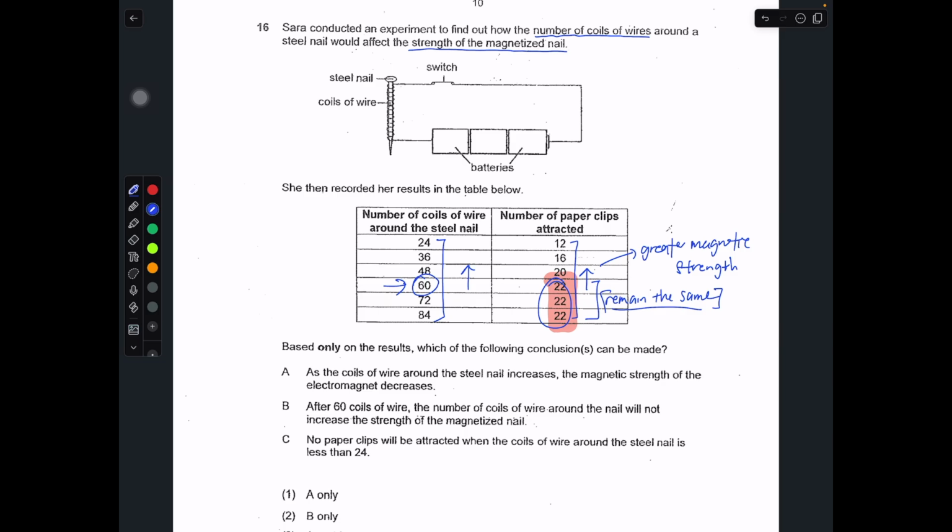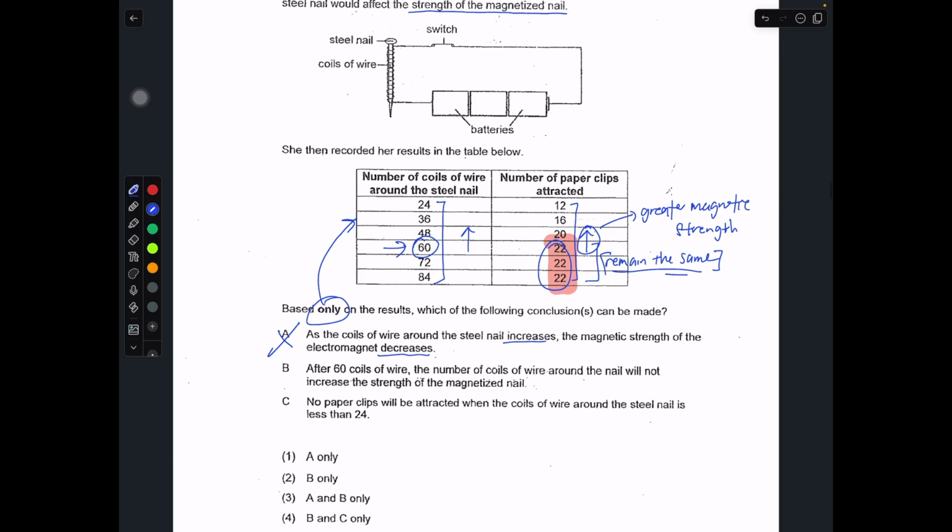So based on this result, what can be concluded? So you have to look at the statements, which one can apply here. As the number of coils around the steel nail increases, the magnetic strength of the electromagnet decreases. No, this one definitely no, because as you can see, this one increased, then it remained the same. So this one is a wrong statement.